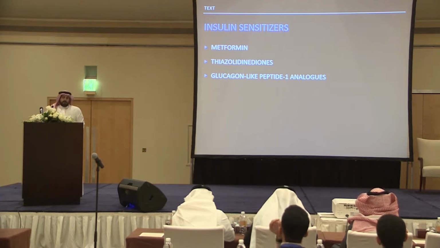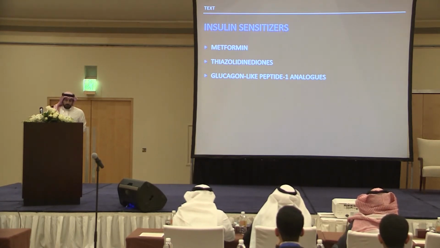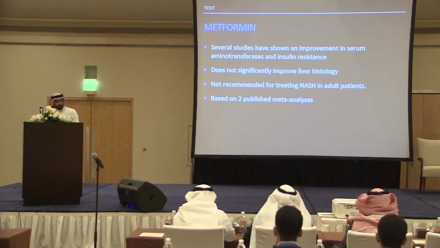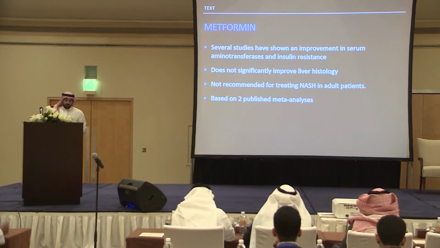So the first form of medications we're going to talk about are insulin sensitizers, which are metformin, thiazolidinediones, and the glucagon-like peptide 1 analogs. Metformin: several studies have shown an improvement in serum AST and ALT and insulin resistance, but it does not improve liver histology. So with that said, it's not recommended to treat NASH patients, and this is based on 2 published meta-analyses.